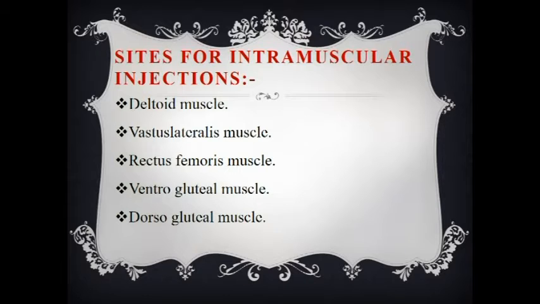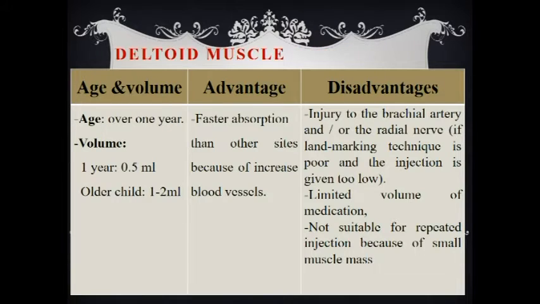Sites for intramuscular injections: deltoid muscle, vastus lateralis, rectus femoris, ventrogluteal and dorsogluteal muscle. Deltoid muscle: age and volume, advantage and disadvantage. The age for deltoid muscle is over 1 year. Volume for a 1 year child is 0.5 milliliter. Older child 1 to 2 milliliters.